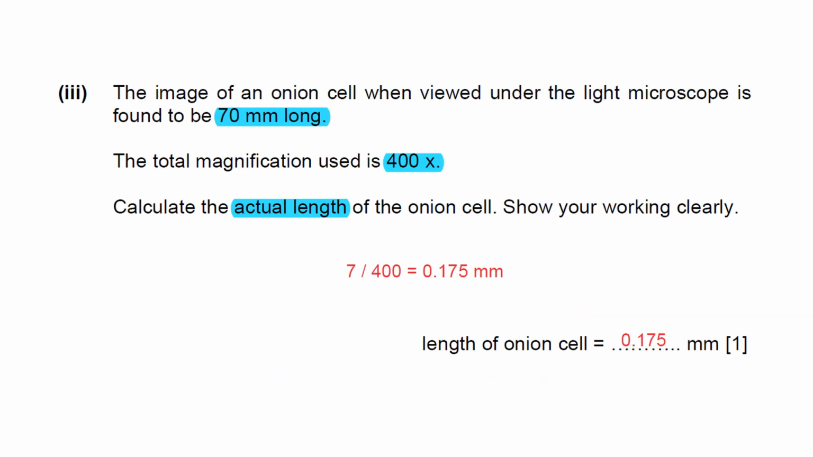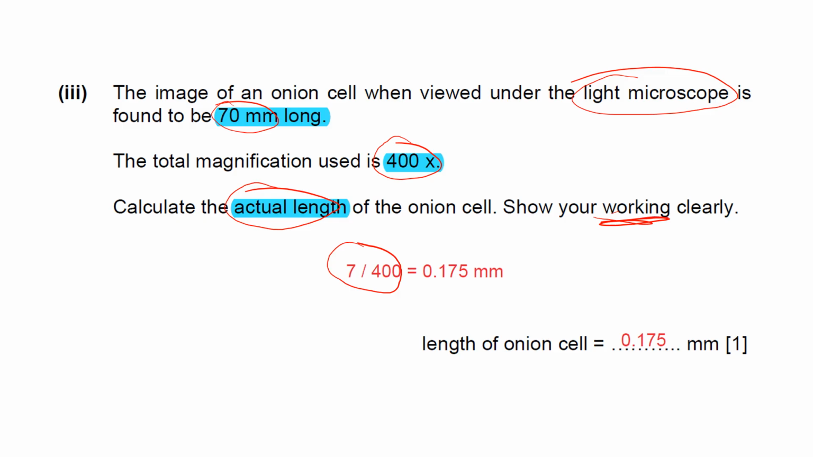Part 3 is about calculation. The image of an onion cell under the microscope, that means after magnification, is already 70 mm long. The magnification used is 400 times, so they ask you to calculate the actual length. You have to take 70 divided by 400 because this is your working, and the final answer is 0.175 mm.